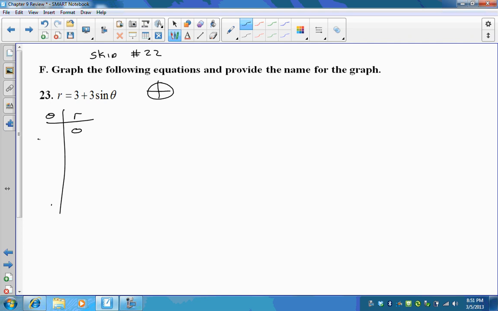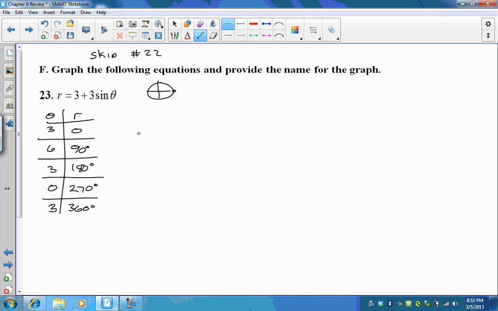At 0 degrees, sine of 0 is 0, so 3 plus 3 times 0 is 3. I'll plug in 90 degrees. Sine of 90 is 1, so that would be 3 plus 3 times 1. 180 degrees, sine is 0, so that's back to 3 plus 3 times 0. 270, sine of 270 is negative 1, so 3 plus 3 times negative 1 is 0. And then 360 degrees completes the circle and puts me right back at 0 degrees. So those are my points I'm going to graph.